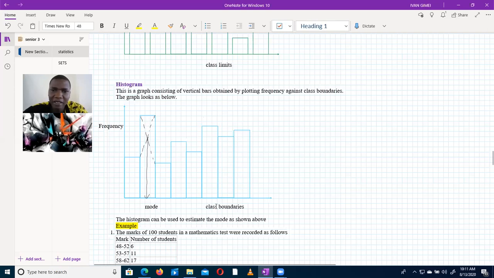These have to be class boundaries. This has to be frequency. You notice the difference. This has to be class limits. This has to be frequency. So this one is a bar graph. This one is a histogram. The most common, of course, in exam is a histogram. This bar graph is not very common.